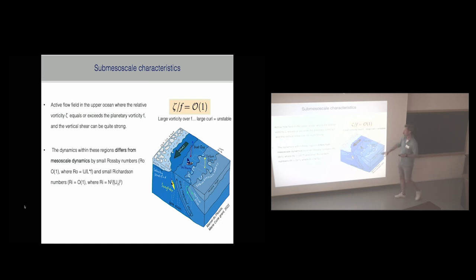They have small Rossby numbers, so compared to the mesoscale dynamics, they have Rossby numbers of order 1, and they have small Richardson numbers of about order 1 compared to 1,000 for the full depth, large-scale mesoscale ocean.